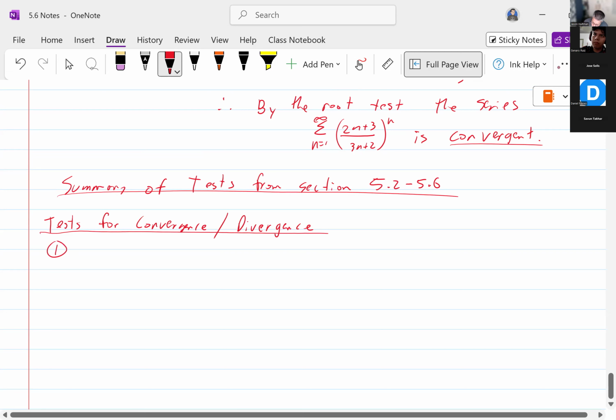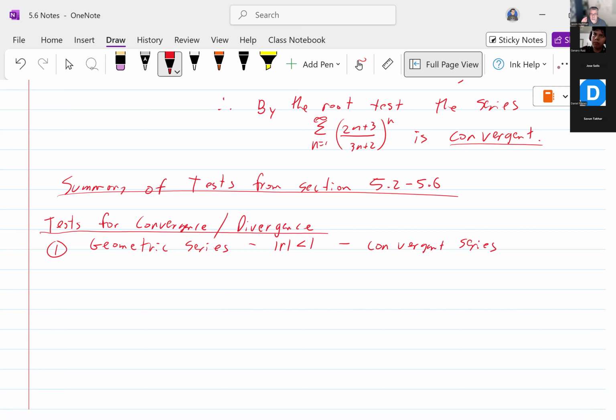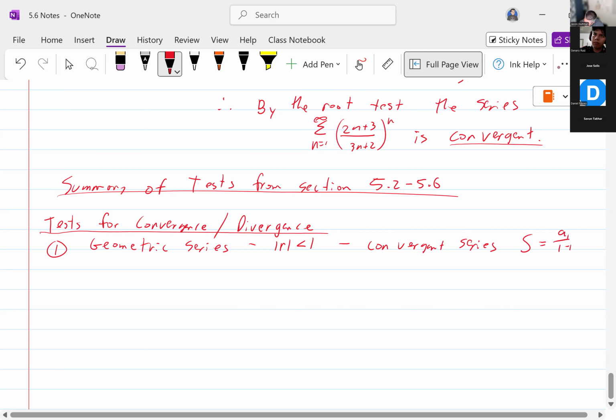The first one that we talked about was the geometric series. If we get a common ratio r with absolute value of r less than 1, then the series is convergent. The common ratio is the thing that I'm multiplying by each time, and it actually converges to a1 over 1 minus r.